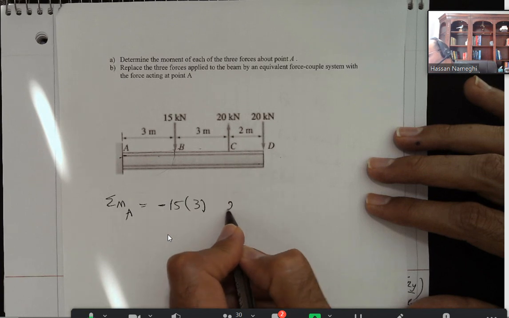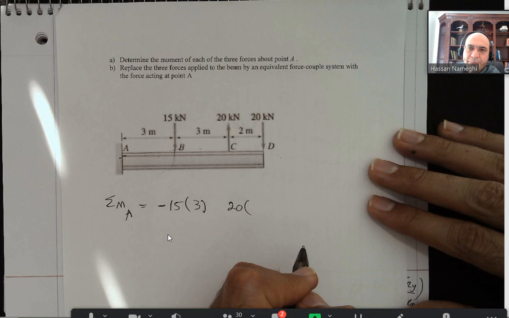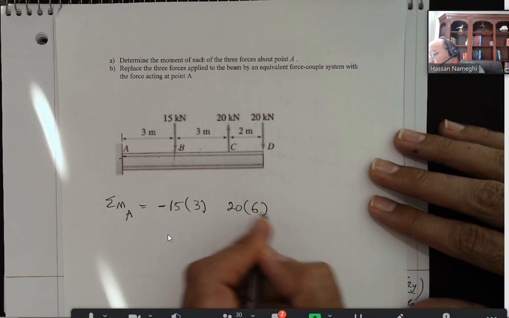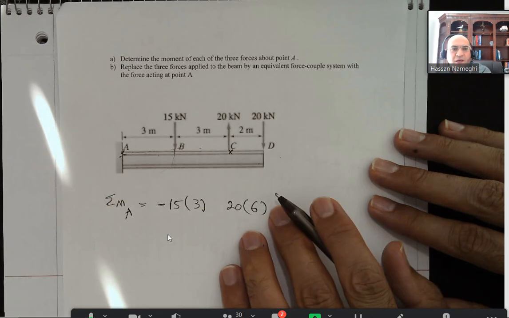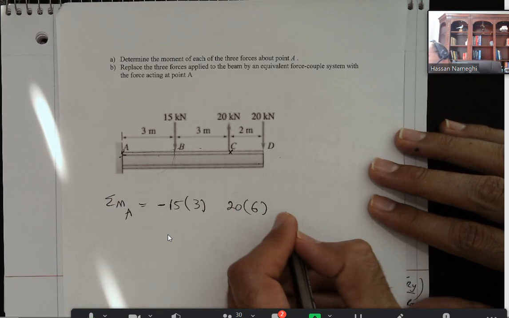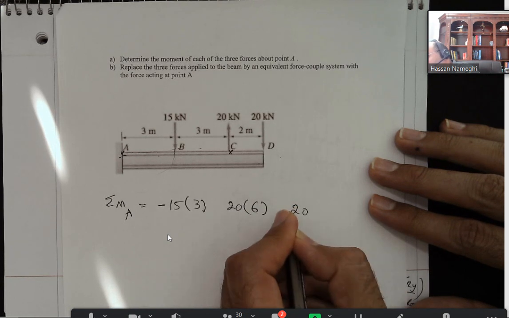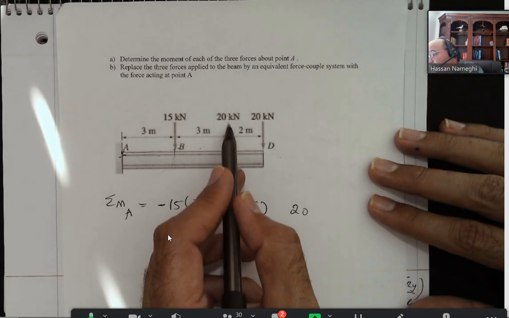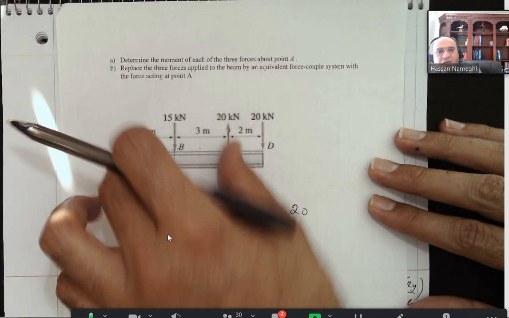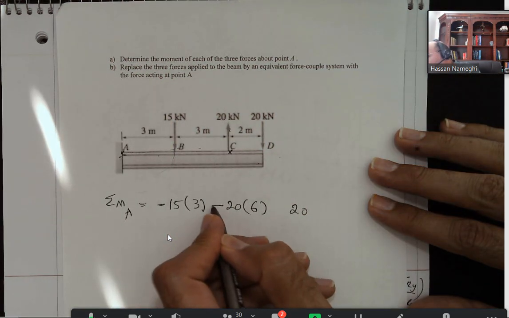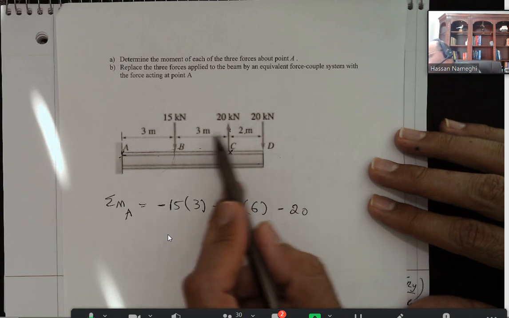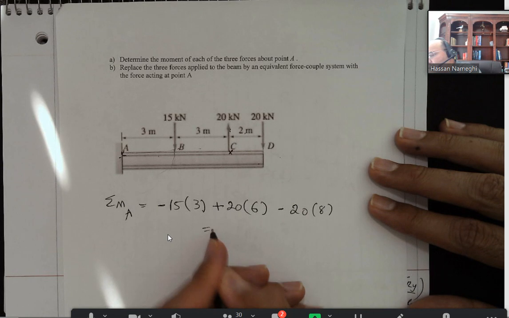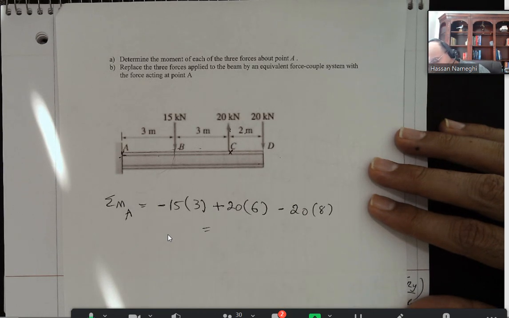How much is the distance for the 20? 20 times what? Exactly, times 6. Because you have to go from point C to point A, and that distance is 6. Clockwise or counterclockwise? You look, it's counterclockwise, exactly, because if you look at the direction of the force compared to this, it's going to rotate counterclockwise. So this will be positive, and the last one will be negative. The negative is 20, the distance for that is 8, and then you can add them together.